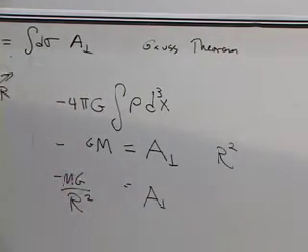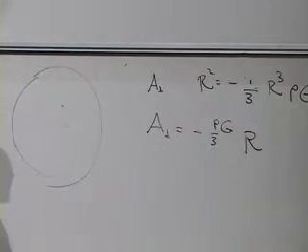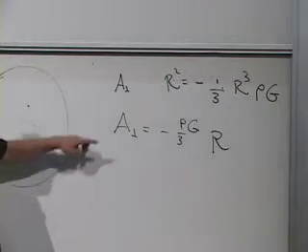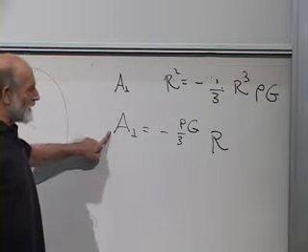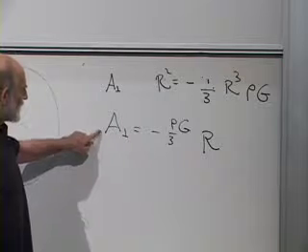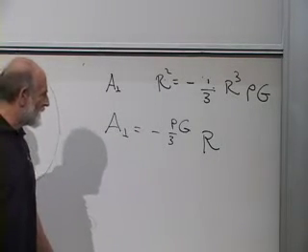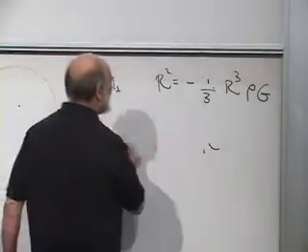You cancel them because they were on both sides of the equation. Does somebody see where I made a mistake? The rho has to be a function of the mass. One you have rho, one you have mass. So let me go back and do it. Okay.